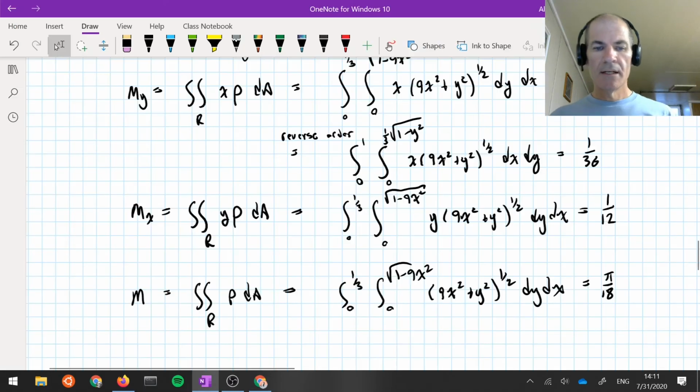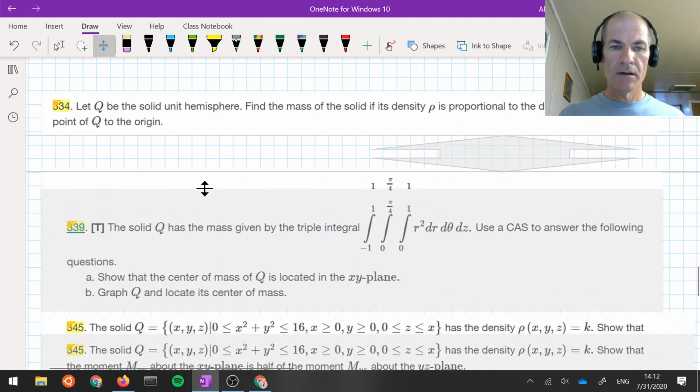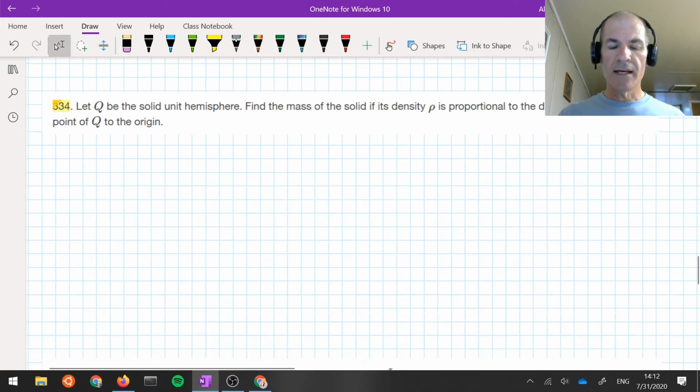Great. Moving right along. Problem 334. So Q is the solid unit hemisphere. That's a sphere of radius 1. We want to find the mass if its density rho is proportional to the distance from the origin.